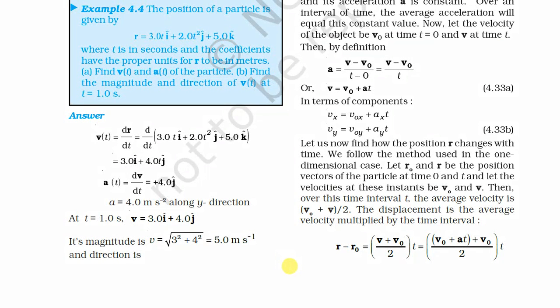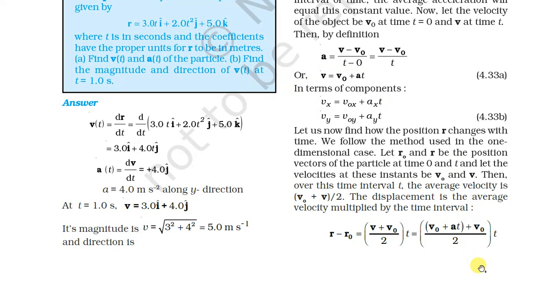Now let us find how the position of the object changes with time. We follow the method used in the one dimensional case. Let r0 and r be the position vectors of the particle at times 0 and t, and let the velocities at these instants be v0 and v. Then over this time interval t, the average velocity is (v0 plus v) divided by 2. So the displacement is the average velocity multiplied by the time interval. So r minus r0 equals (v plus v0) divided by 2, into t. But v equals v0 plus at, so it is (v0 plus at plus v0) divided by 2.